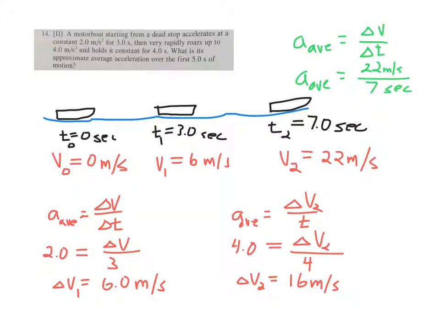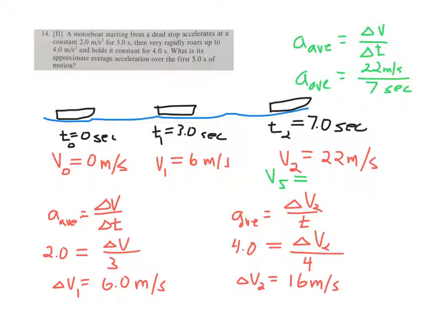No. It wants the approximate average acceleration over the first 5 seconds of motion. So I got to back it up a little bit here. I did too much. Okay, so this would have been if I went to the end of the 7 seconds. So I got to make an adjustment here. I'm going to call it v5 for the velocity at 5 seconds, because after 3 seconds I'm going 6 meters per second, and at the 3 second mark I go to 4 meters per second squared.